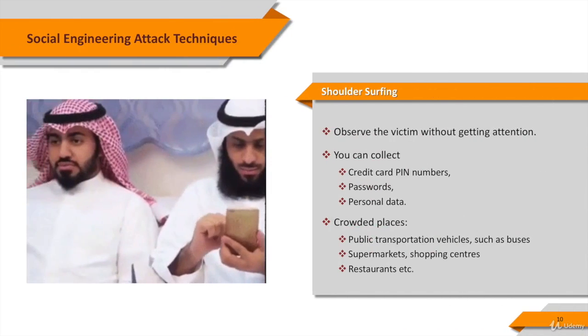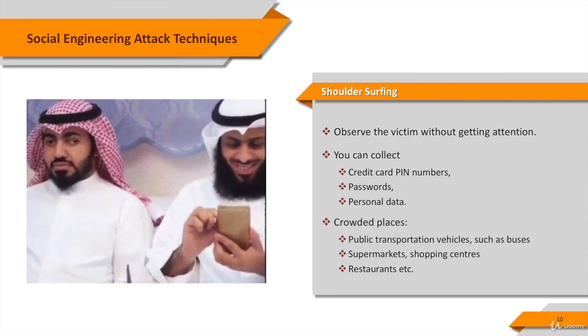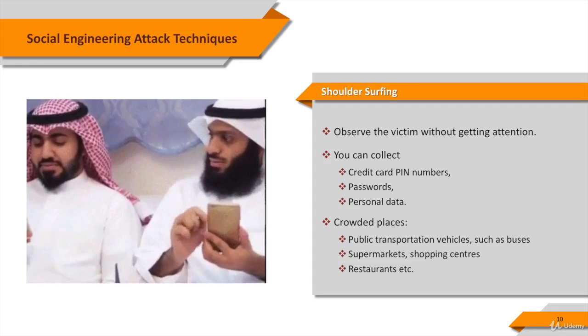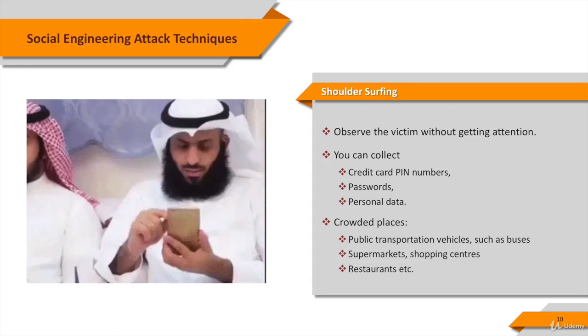Shoulder surfing is simply the technique used to obtain confidential data such as PIN numbers and passwords by observing the information without getting the victim's attention. For example, by looking over the victim's shoulder.